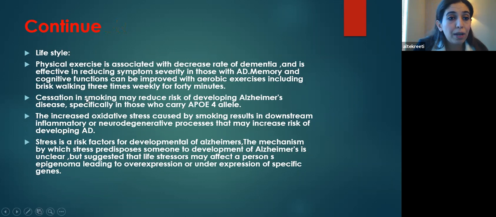There are many lifestyle approaches, like doing physical exercise, which is associated with a decreased rate of dementia and is effective in reducing symptom severity. And we have a theory that cessation of smoking reduces the risk of developing Alzheimer's, specifically in people who carry APOE4, which is a bad factor for Alzheimer's. We also have many theories that stress is a risk factor for development of Alzheimer's. The mechanism by which stress predisposes someone to develop Alzheimer's is usually unclear, but it suggests that life stressors may affect a person, leading to overexpression or underexpression of specific genes.